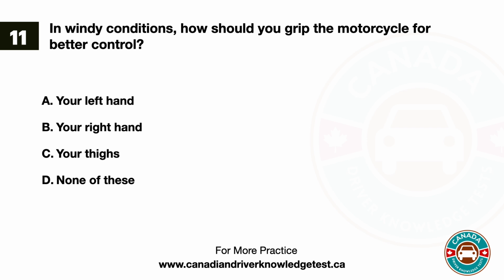Question 11. In windy conditions, how should you grip the motorcycle for better control? A. Your left hand. B. Your right hand. C. Your thighs. D. None of these. The answer is C. Your thighs.